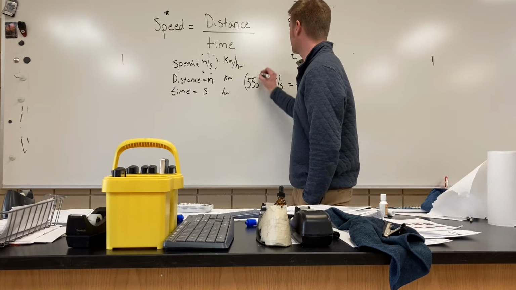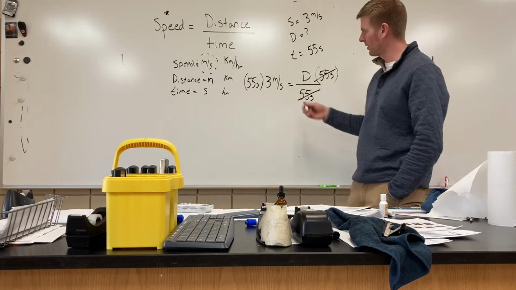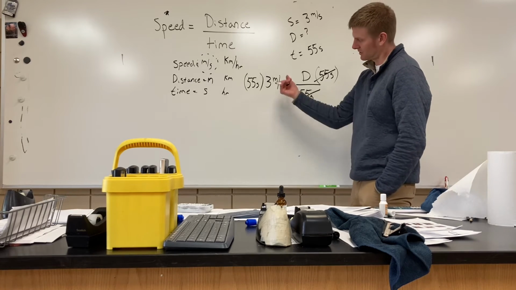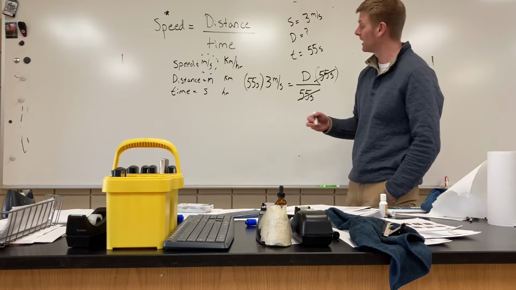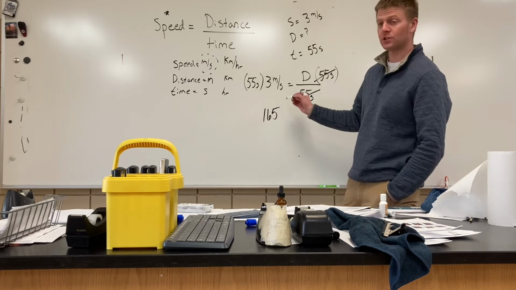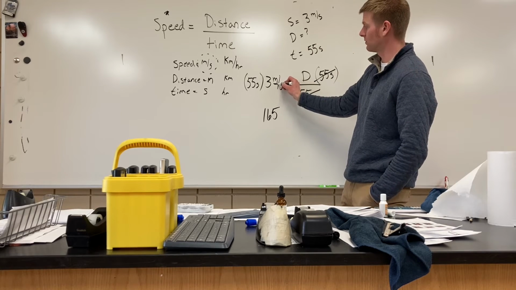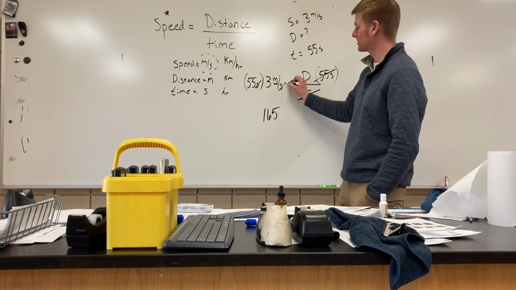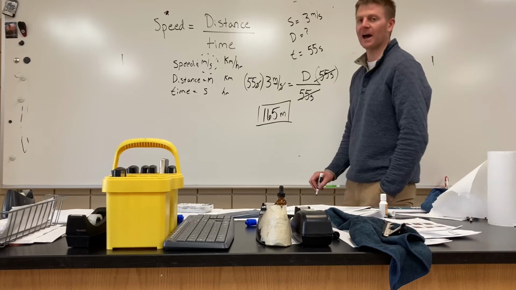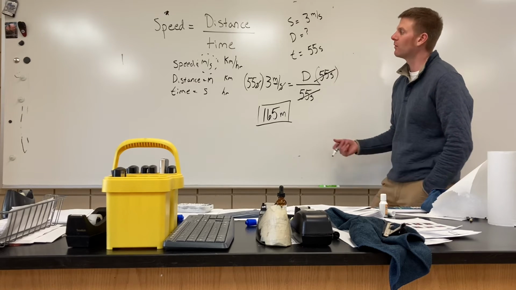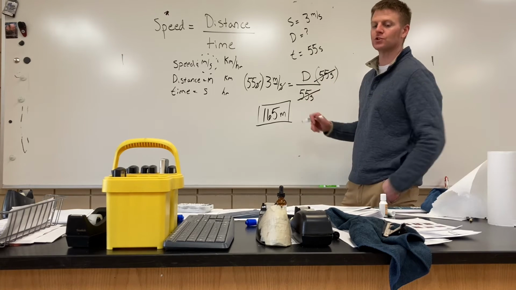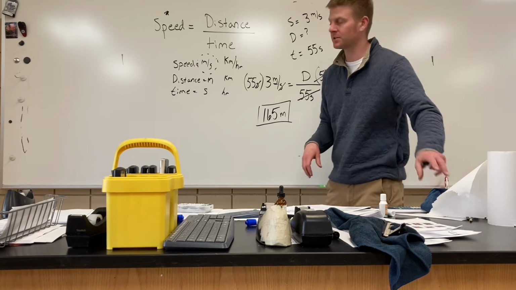55 seconds. Cancel, cancel. So D is going to be equal to, well, 3 times 5 is 15 plus an extra 15. So 150 plus 15, you're going to get 165. Your units, distance right here would be meters. Also, your seconds cancel there. Your seconds cancel there. So your correct answer would be 165 meters. Okay, so that one was a little bit more involved. We need to manipulate the equation a little bit, but it was just a one-step process.